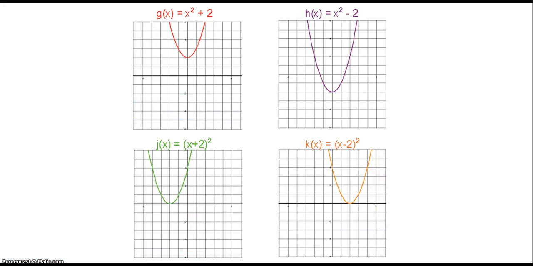So you can see how the change is made. Plus 2 went up 2. Minus 2 went down 2. Inside the parentheses, I moved left 2 or right 2, depending on what's inside the parentheses.